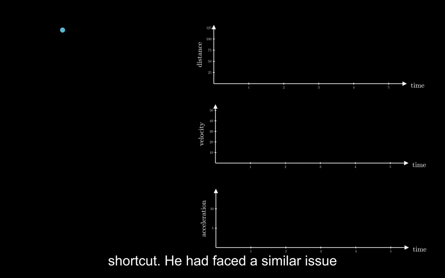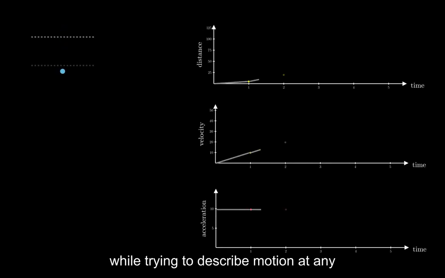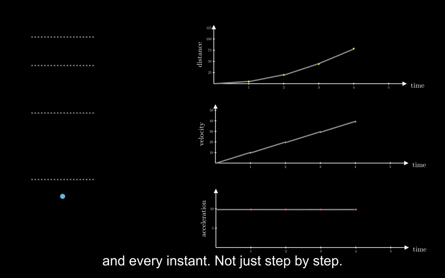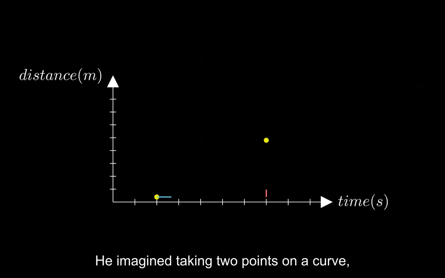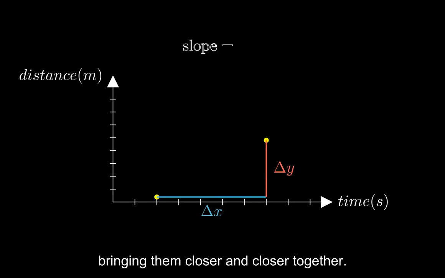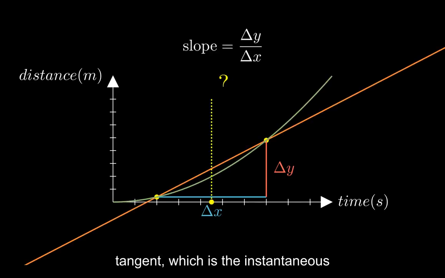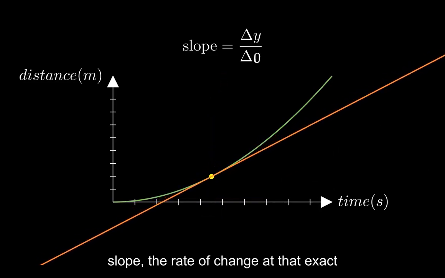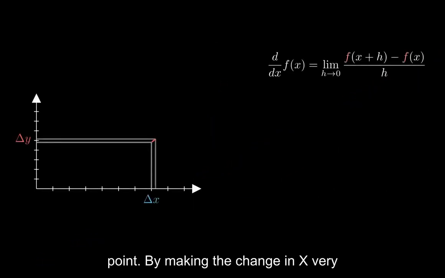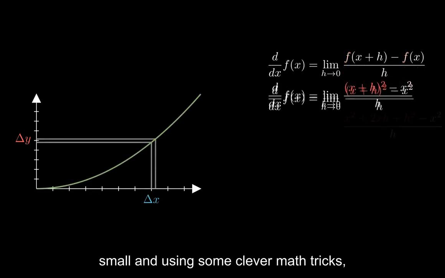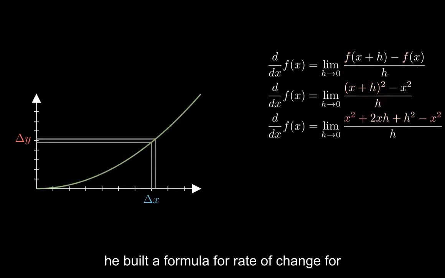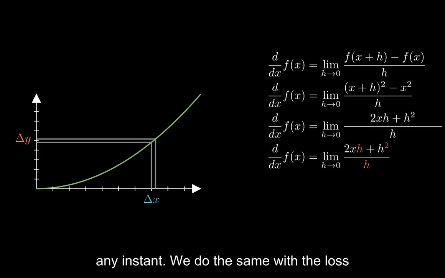He had faced a similar issue while trying to describe motion at any and every instant, not just step by step. He imagined taking two points on a curve, bringing them closer and closer together. As the distance shrinks, we get the tangent, which is the instantaneous slope, the rate of change at that exact point. By making the change in x very small and using some clever math tricks, he built a formula for rate of change for any instant.